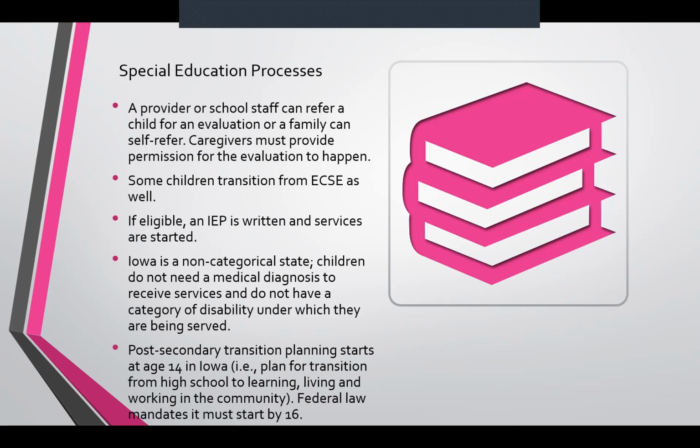One thing to keep in mind is when kids get into those high school years, by law, post-secondary transition planning starts to happen. Now, federal law mandates that it starts by age 16, but in Iowa, we actually start it at age 14. So this is a plan for transitioning from high school to whatever's coming after high school for that child in terms of learning, living, and working in the community. And that's going to look different for every child based on their needs and abilities.